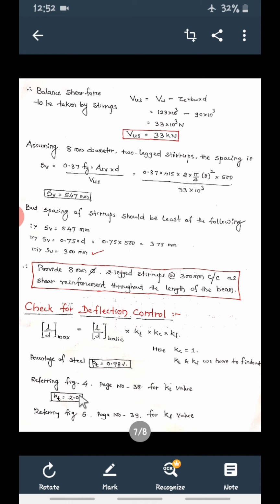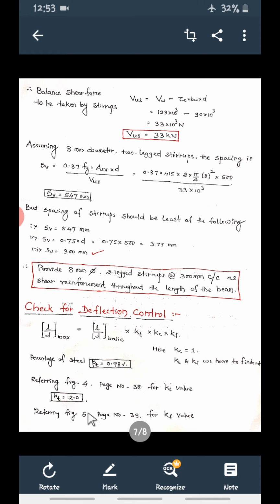Okay, you are going to refer to figure number 4, page number 38. Remember this: page number 38, figure number 4. For this 0.98%, what is the KT value? KT value is 2.